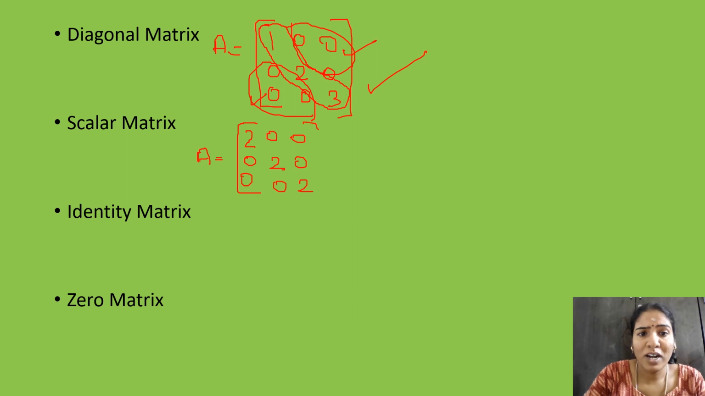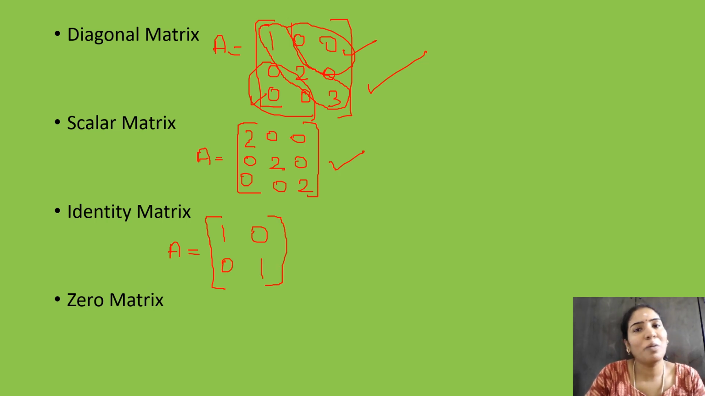See here, only the diagonal is having the values. It's a diagonal matrix, but these diagonal values are identical, the same, right? Then I can say it's a scalar matrix. Now the next one is the identity matrix. What is an identity matrix? This is also again a diagonal matrix, but your diagonal should have only the element 1. Then I can say it's an identity matrix.